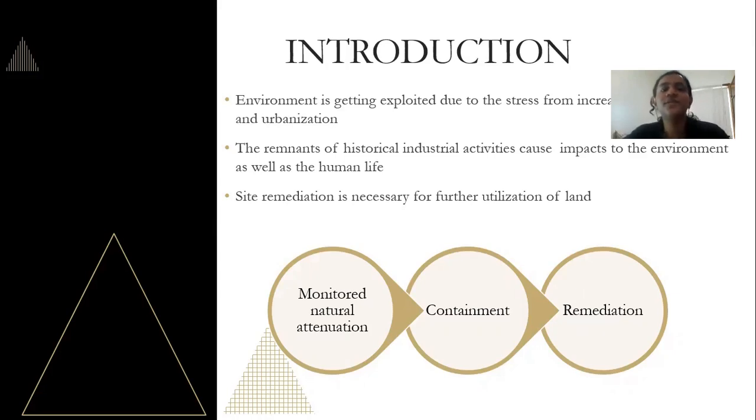Here comes the importance of site remediation. It is the process of implementing strategies to clean up the environment by removing the hazardous contamination disposed on the land. The remediation strategies can be divided into 3. First one is monitored natural attenuation. The contaminated land will get remediated naturally with the help of indigenous microorganisms. Second one is containment. Here the pollutants are immobilized and the spread of contaminants is reduced. The third one is remediation. It includes complete destruction of chemicals.